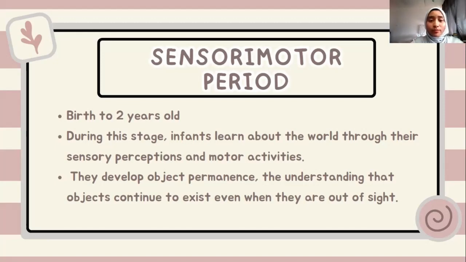The sensorimotor period begins from birth to 2 years old. During this stage, infants learn about the world through their sensory perceptions and motor activities. They develop object permanence, which is the understanding that objects continue to exist even when they are out of sight.